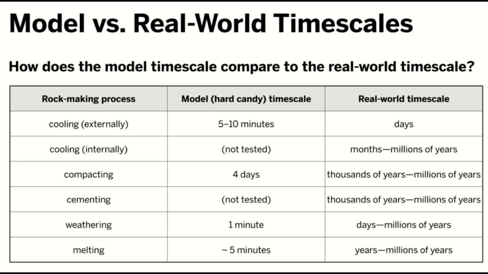But in the real world, when we're talking about real rocks, it can take days for lava to cool. It can take months to millions of years for rocks to cool on the internal side. Compacting and cementing can take anywhere from thousands of years to millions of years. Weathering can take days to millions of years, and melting can take years to millions of years.